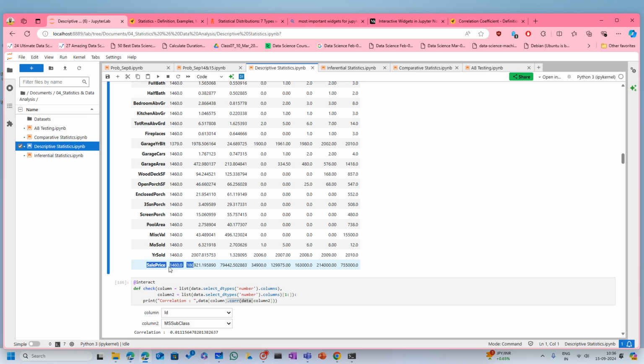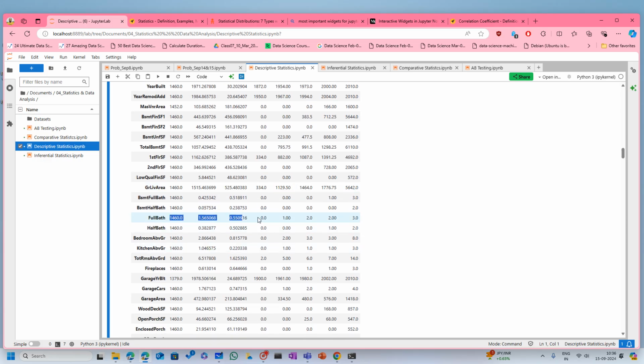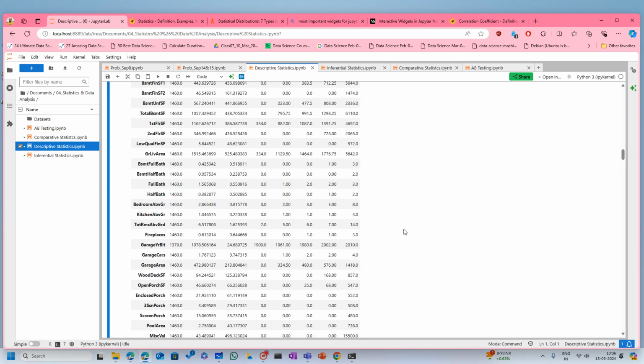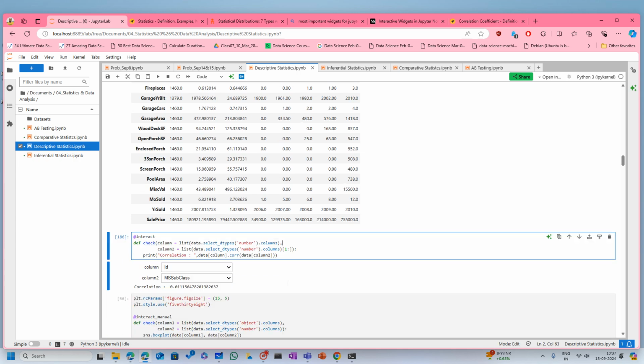If your house is big, your sale price will be more. If your first floor area and second floor area are more, sale price will be more. Likewise, if the ground living area is also high, then you will get a higher price. Again, people will see whether it has a full bathroom, three half bathrooms, etc. If the house has a fireplace, then based on all these factors, the sale price of the house will be high. That you have have to understand.